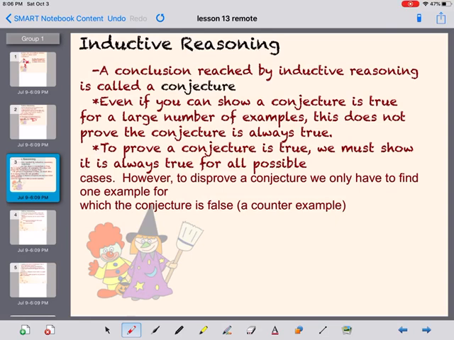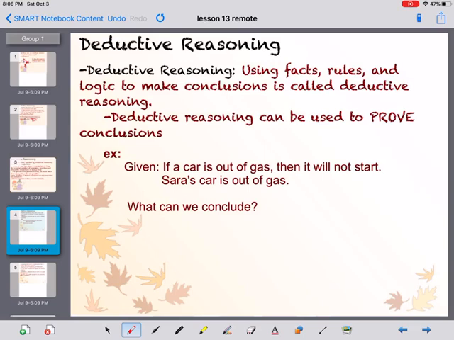It is also very easy to disprove a conjecture because all you have to do is find one thing that makes it false. So going back to our prime example, because 2 is even and prime, I disproved that conjecture very simply. It's very hard to prove conjectures, but it's pretty easy to disprove them because all you need is one counterexample. So again, going back to this idea of deductive reasoning, which is what we use in geometry to make proofs and stuff, we use facts and rules and logic.